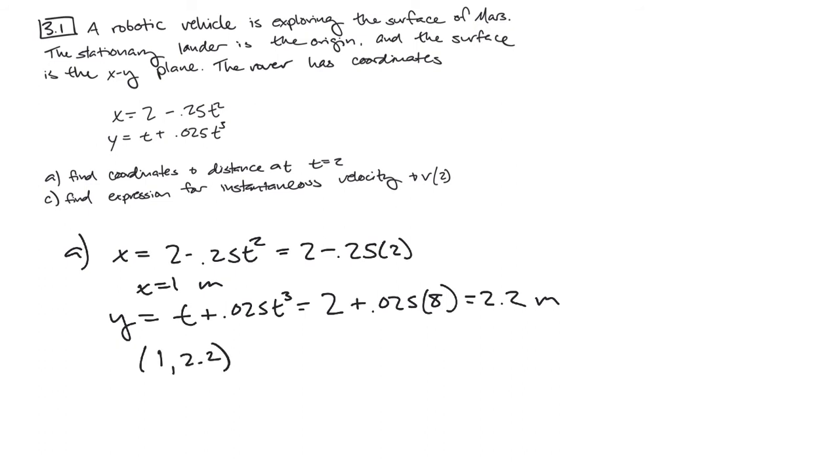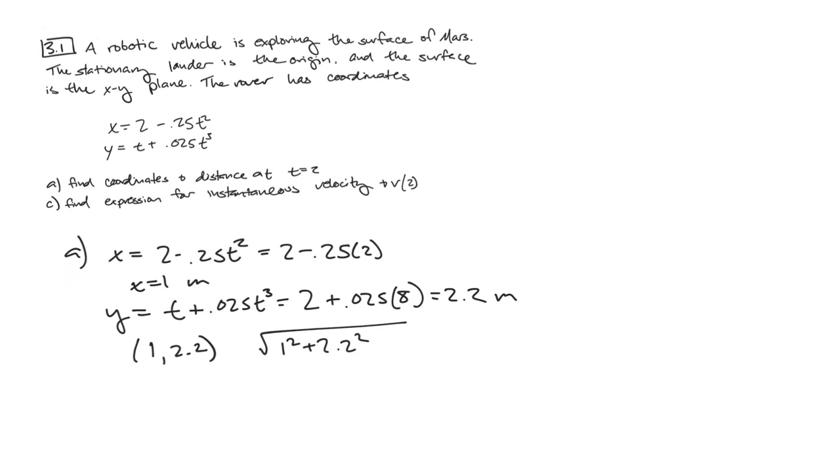Now in order to get the actual distance, not just the coordinates, you got to do the magnitude of that vector or of that coordinate. So it'd be Pythagorean theorem, square root of 1 squared plus 2.2 squared, whatever that is. I'm not going to pull out a calculator and figure it out. So that's part A. Can't make that any smaller. Okay, now we move on to part C.